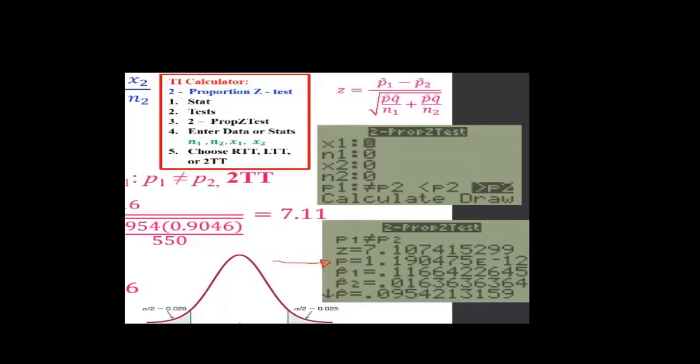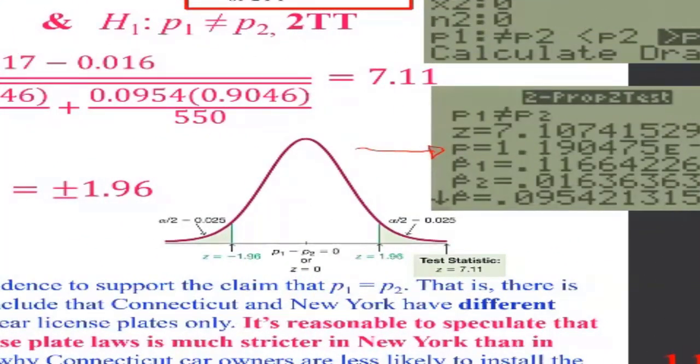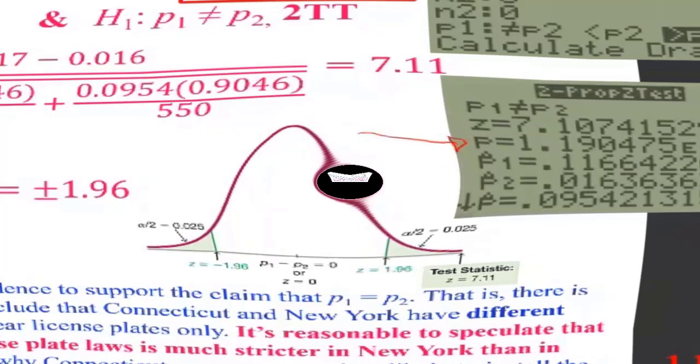I hope it makes sense, because what is the p-value equal to? The p-value for a right tail test is the area to the right of the test statistic. Because it's a two tail test, it's the same thing times 2. To the right of 7.11, you shade that and you multiply it by 2 because it's a two tail test. And you compare it to alpha. Clearly it's less than alpha of 0.05, and you get the same decision, reject H0.